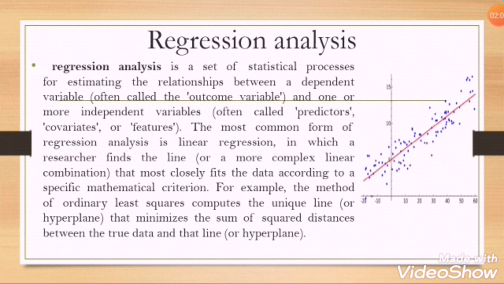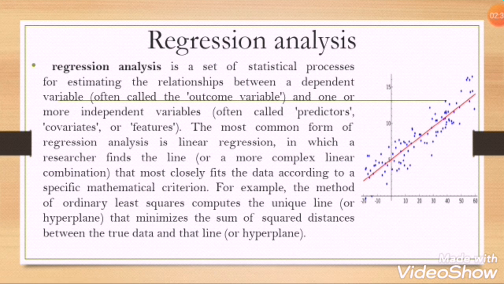Linear regression means modeling the relationship between a scalar response and one or more explanatory variables. With one explanatory variable it is also called simple linear regression, in which a researcher finds the line, or a more complex linear combination, that most closely fits the data according to a specific mathematical criterion. The more complex case is multiple linear regression.